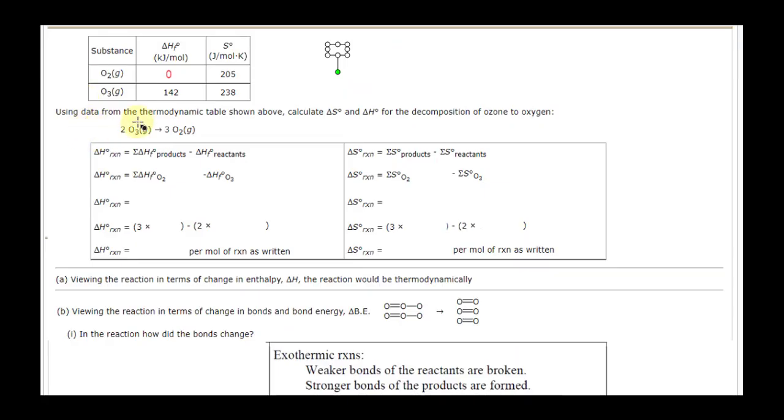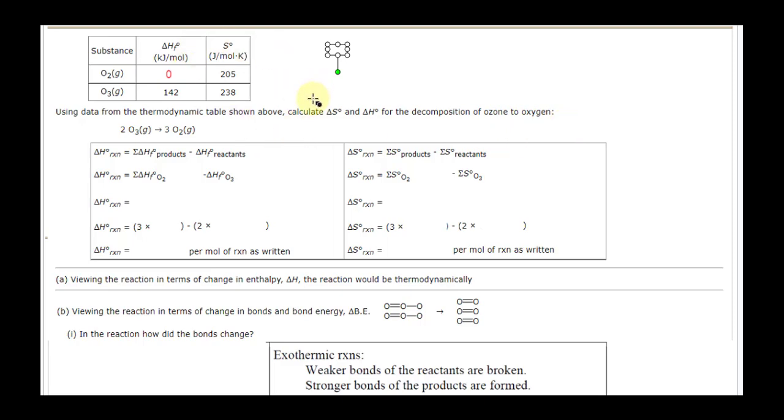Using the data from the thermodynamic table shown above that you completed, because you know that any enthalpy of formation, change in potential energy of an element, is zero, calculate the change in entropy and the change in enthalpy for the decomposition of ozone to oxygen.